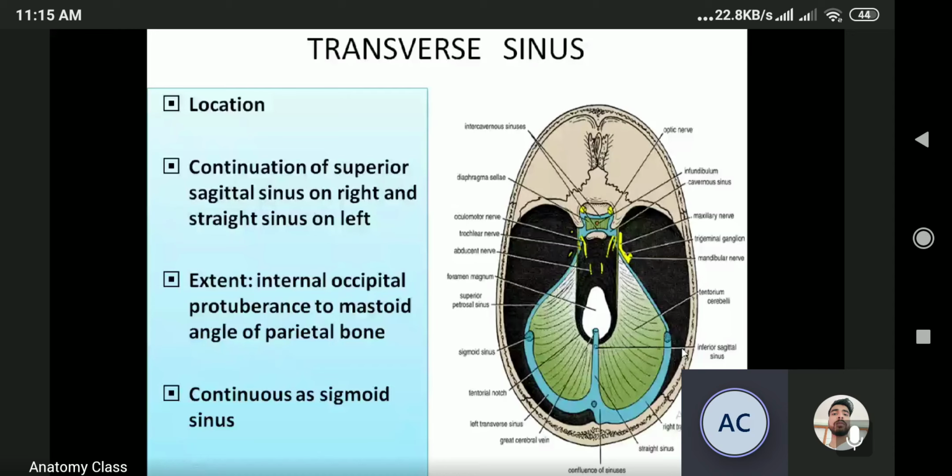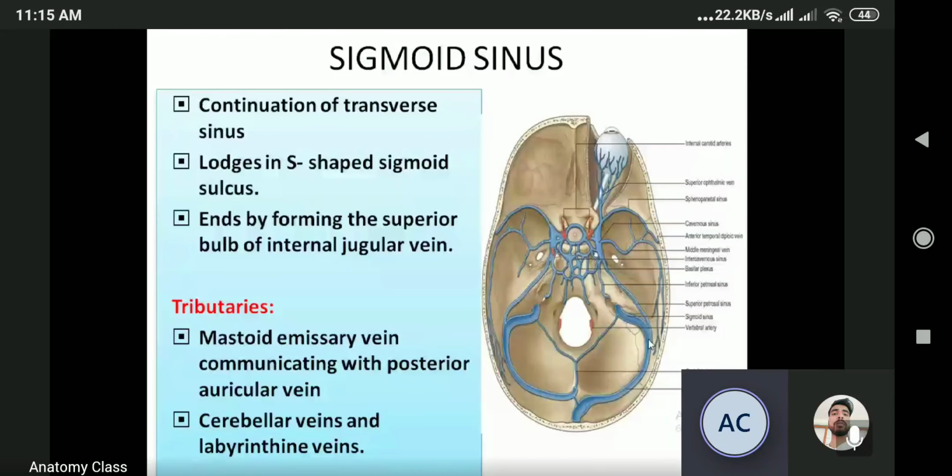The next is the sigmoid sinus. Here we are tracing the transverse sinus anteriorly, and from the mastoid angle of parietal bone, this transverse sinus attains a sigmoid shape or S shape. Roughly it is S shaped. This S or sigmoid shaped sinus is known as the sigmoid sinus, which is the continuation of the transverse sinus, and it becomes continuous as the internal jugular vein. Remember, the sigmoid sinus continues down as the internal jugular vein, which is one of the largest veins of the neck.